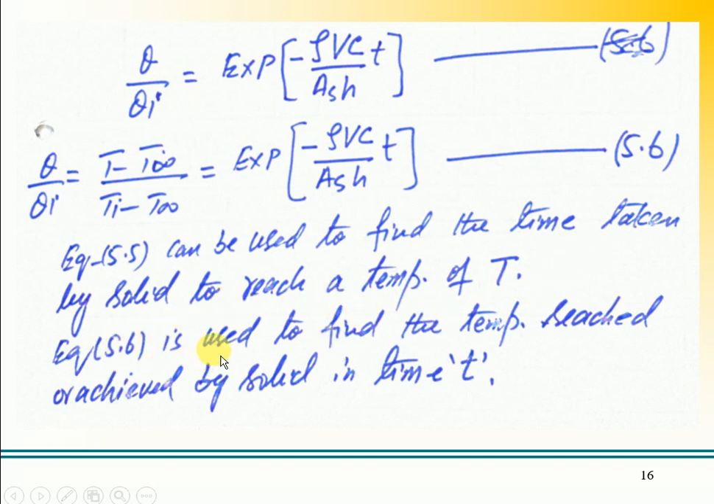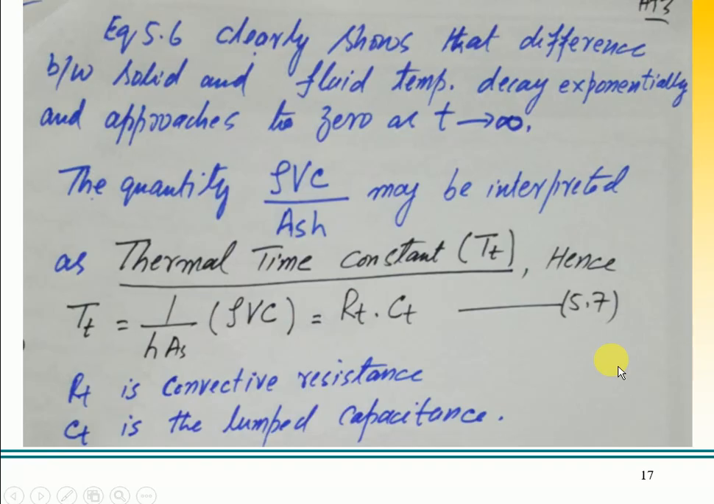By a solid to reach a certain temperature, and this equation 5.6 is used to find the temperature reached by a solid after a certain time t. We know the environmental temperature, we know the initial temperature, and we know all these material properties, and within a certain time we can find the temperature reached by the solid. So equation 5.6 clearly shows that the difference between the solid and the fluid temperature decays exponentially and approaches zero as t approaches infinity.